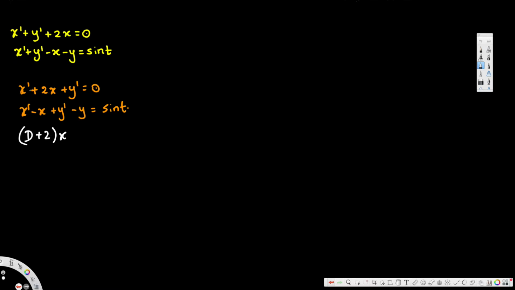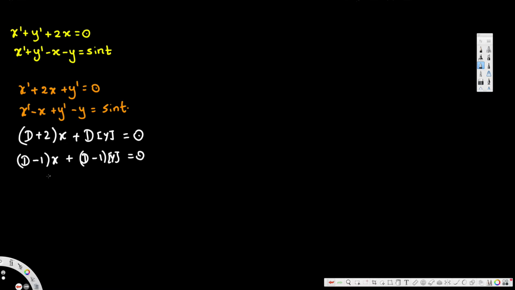Okay, now we have combined these two together and we keep the y as it is, and we can just put it as D times y because that's just one derivative. That's equal to 0. And for the second one we can write it as D minus 1 times x, and for the y terms we write it as D minus 1 times y. Okay, that's equal to sine t.